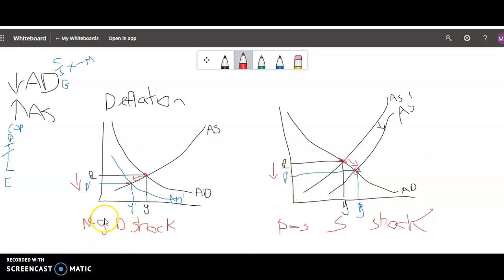And a negative demand shock is when we're talking about aggregate demand falling. That's because the price level falls from PL to PL1, but it's the effect on output that makes it negative, or in this case, positive.